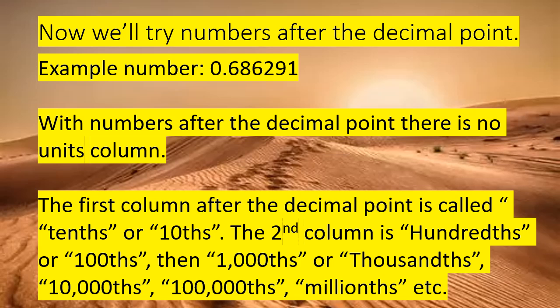Now we're going to try numbers after the decimal point. So our example number is 0.686291. So with numbers after the decimal point, there's no units column. The first column after the decimal point is called tenths, T-E-N-T-H-S on the end, which you can write as number 10 with T-H-S after it. Second column is hundredths, so 100 with T-H-S after it. And then thousandths, 1,000 with T-H-S, or 10,000ths, or 100,000ths, or millionths.